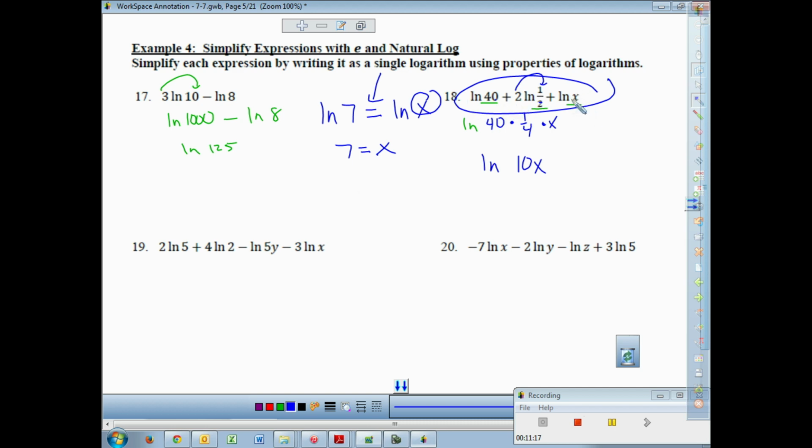You can't solve for x in this situation because it's not even an equation in the first place. You're just simplifying it. Cool? Next one. This is really natural log of 25.